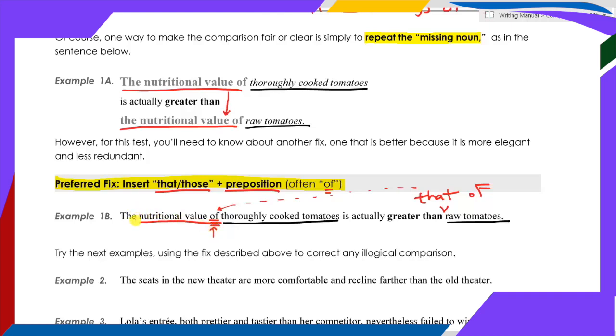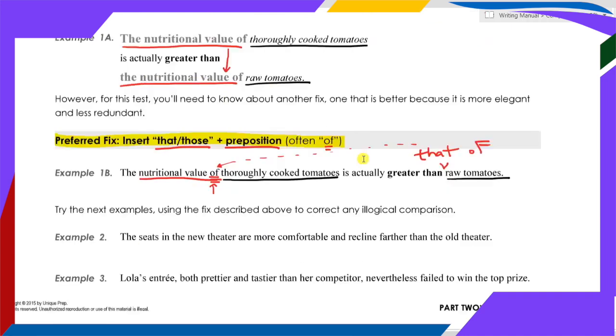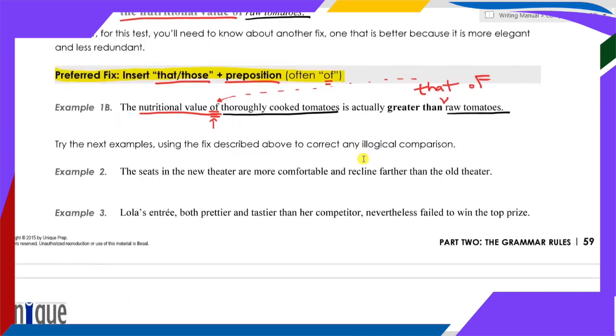So the whole sentence would be: the nutritional value of thoroughly cooked tomatoes is actually greater than that, the nutritional value, of raw tomatoes. This fix is preferred because it's a little bit less redundant, it's a little bit briefer, it's just a little bit more elegant than this clunky repetition of the noun in the first half of the comparison. So in examples 2 and 3, you're going to do them on your own right now.